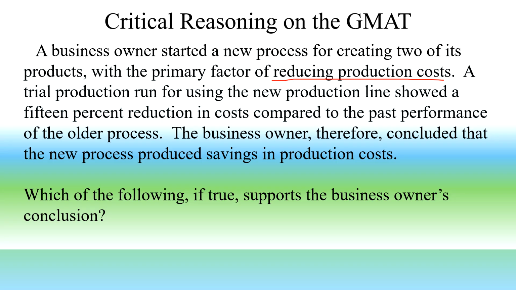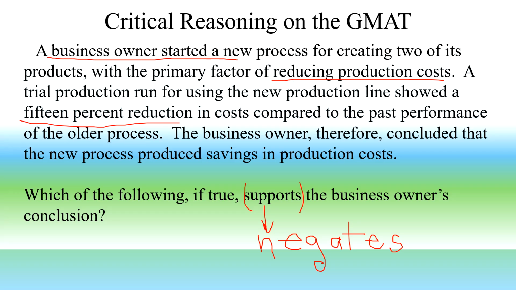Now, the two questions that they have are supports, and the other one is negates. And that means goes against. And they will do things differently. Like they'll tell you which cast doubt is negates, and we're going to go over those in the next video. But right now, we're going to do one that supports. So we're looking for something that will support both the 15% reduction costs and reducing production costs, and something that would make this business owner justify starting a new process.